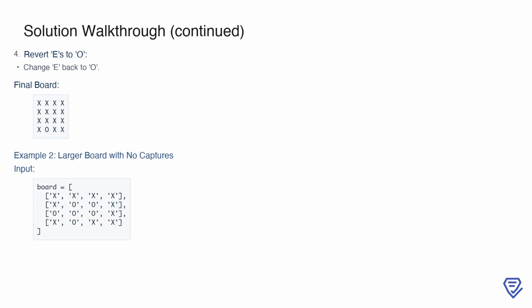The next step is to flip all inner O's, those not marked as E, to X. Traversing the board, we convert these inner O's to X, as they are captured by surrounding X's. This leaves us with an intermediate board where only the previously marked E remains. Finally, we revert all E's back to O since they represent regions that escaped capture. The final board reflects the result. All surrounded regions have been captured, while the border-connected O remains intact.